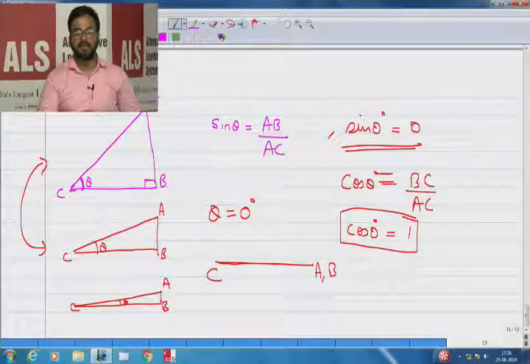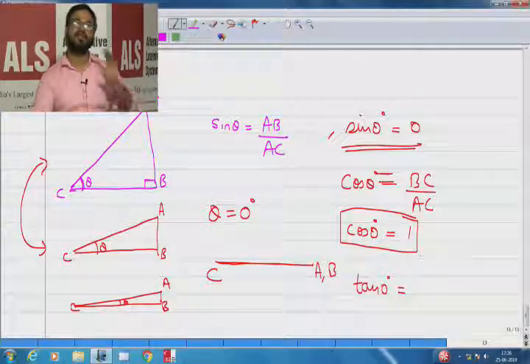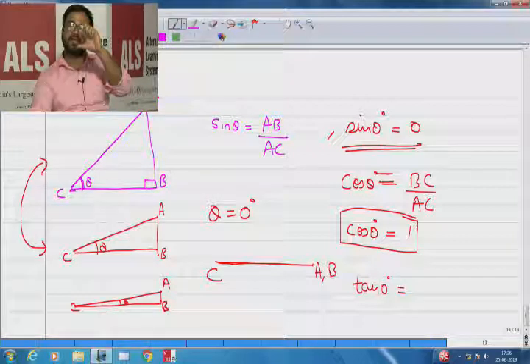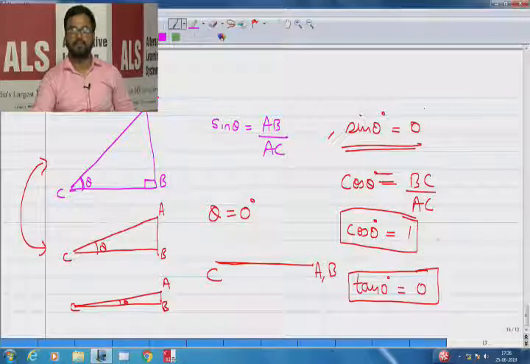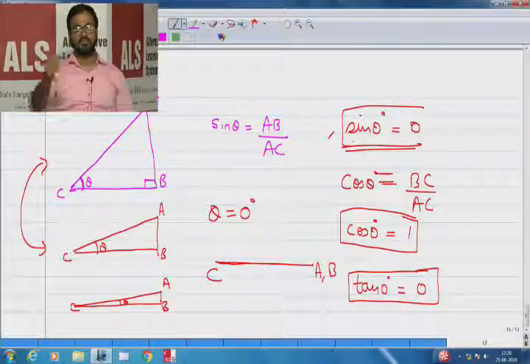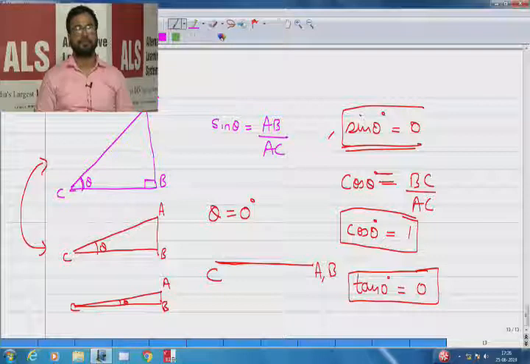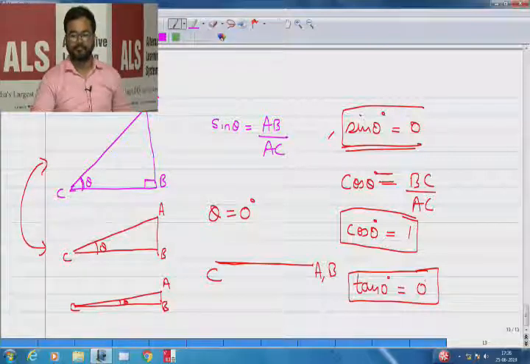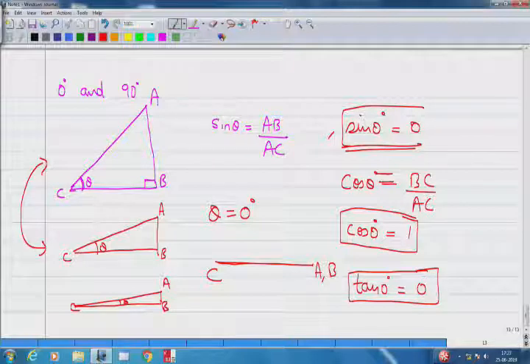Right? Similarly, the tan of 0 degree: tan is nothing but the perpendicular upon base. Since the perpendicular has become 0, tan 0 is also 0. So these are the values. Sine 0 is 0, cos 0 is 1, and tan 0 is 0. Are you getting it? All of you? Just type yes or no fast.